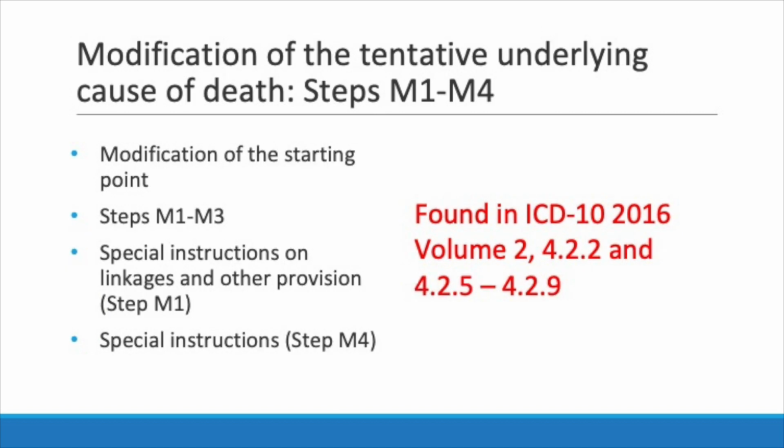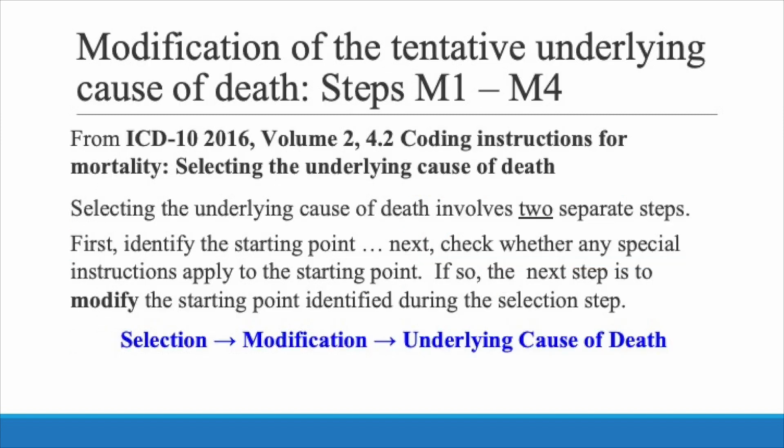Once the tentative starting point has been selected, the next step is to check whether it is subject to modification by any other information on the certificate. The special instructions for applying the modification steps, step M1 through M4, are found in Volume 2 in sections 4.2.2 and 4.2.5 through 4.2.9.